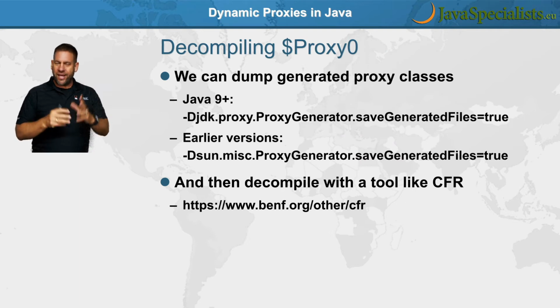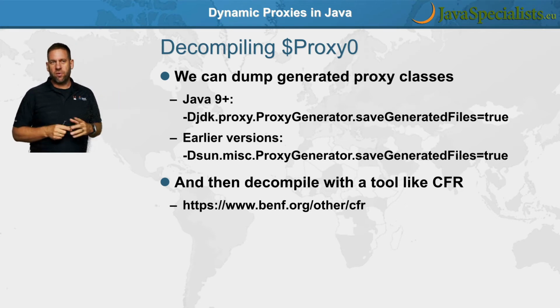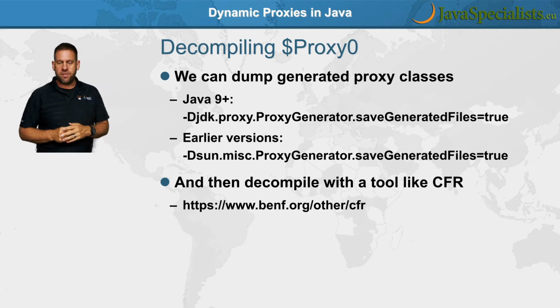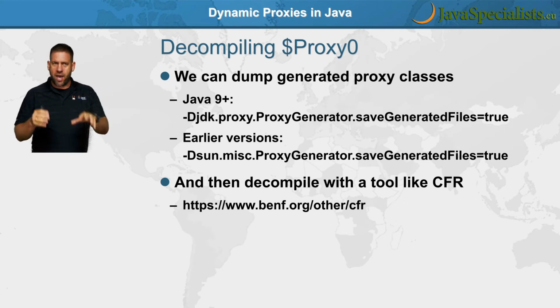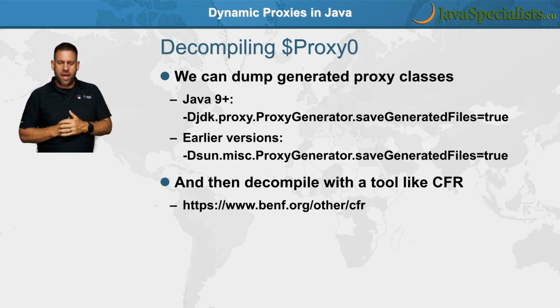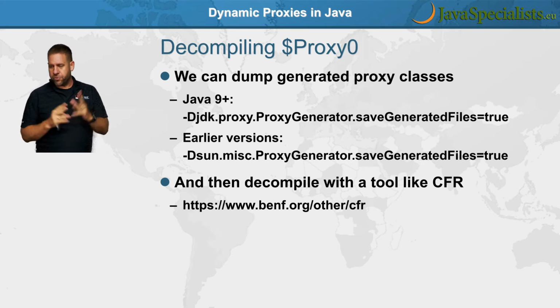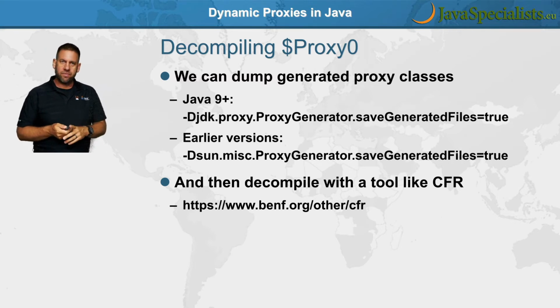And we can actually dump these to the file system when we run our code. So if you want to know whether your system is using dynamic proxies, you can just dump all the generated proxies. You can look at them and see exactly what has been proxied. Here are the settings for Java 9 and earlier versions on how to save the generated files. Then we can decompile them with a tool like CFR. That's my favorite at the moment for decompiling Java classes.